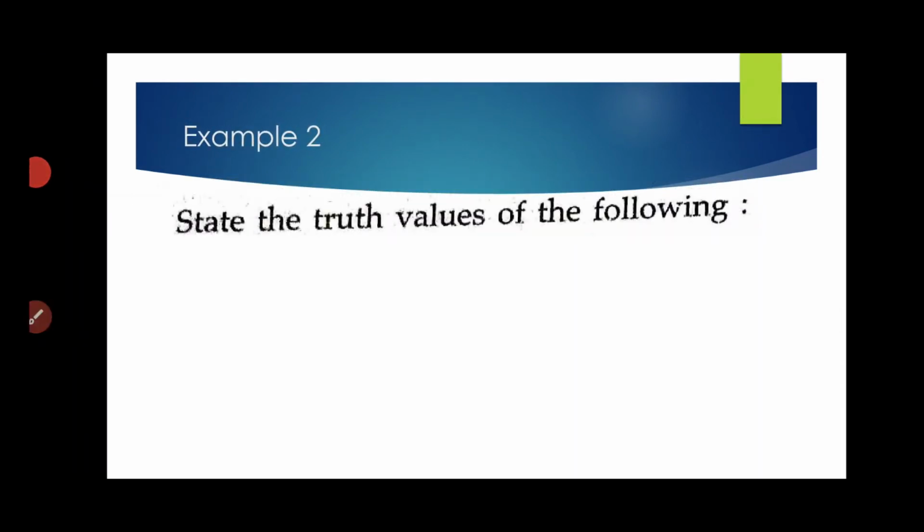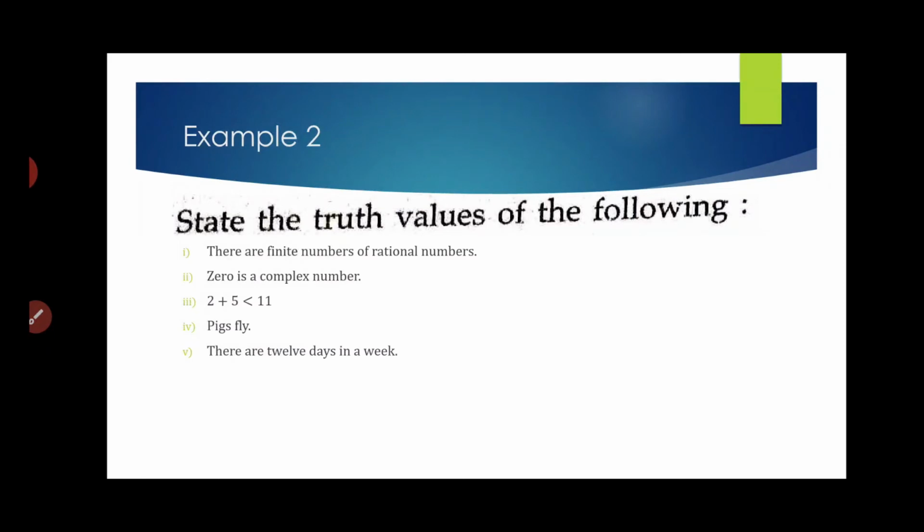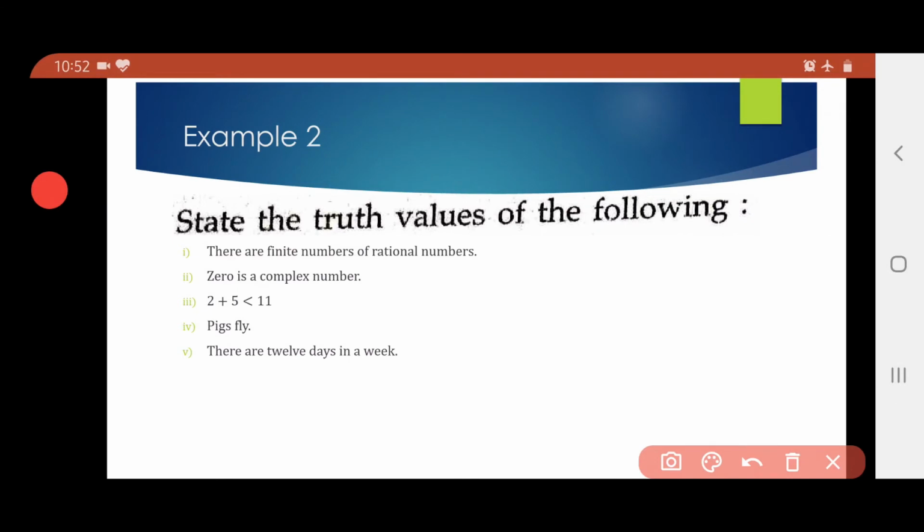Example number 2. State the truth value of the following. State the truth value of the following means you have to say if the statement or the proposition is true or not. Let us take the examples. So here we have all the examples. Now let us see if they are true or not.